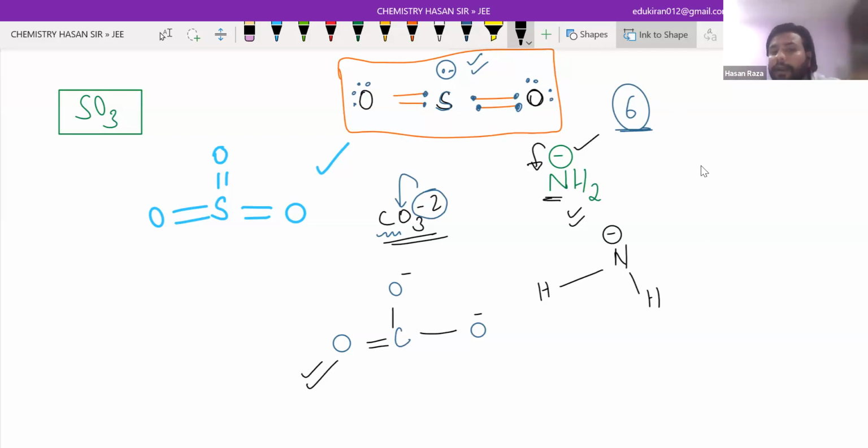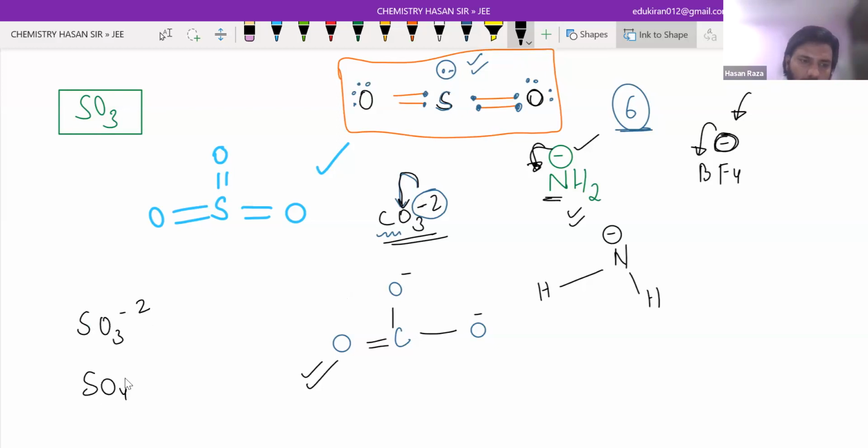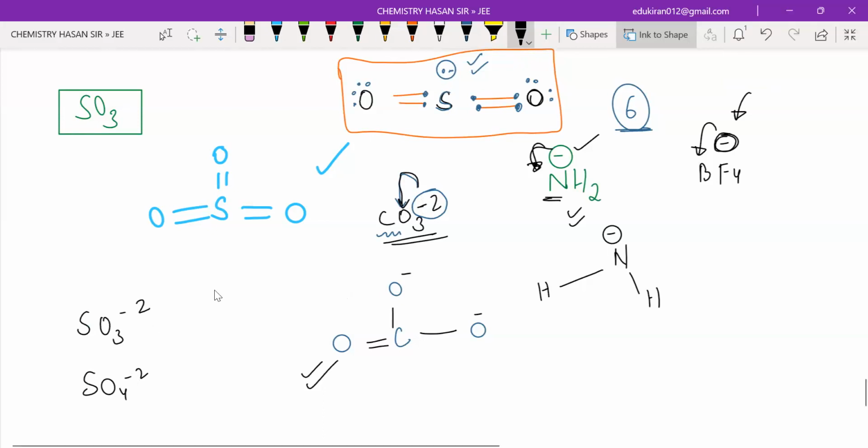If you have any compound like BF4 negative, which has a negative charge and oxygen is not there, then this negative charge will be considered on the central atom. But if a negative charge is there and oxygen is also there, then this negative charge will be on oxygen. Are you getting my point? Yes, sir. Okay, so I'm going to give you some more questions: SO3 minus 2, regarding this SO4 minus 2. Please do it. And also PO4 minus 3.